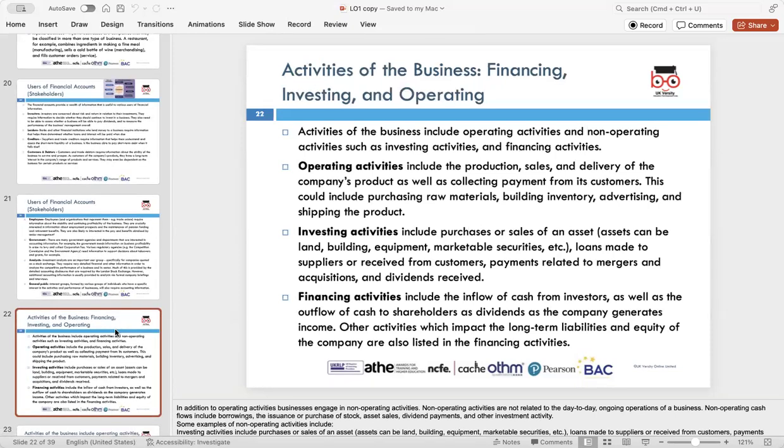Activities of the business: financing, investing, and operating. So, investing activities and financing activities are examples of activities that fall within the category of business activities. There are also activities that are related to operations. So, the activities that are considered to be operating activities include the manufacture, sales, and delivery of the company's product, in addition to the collection of money from individuals. This may involve the acquisition of raw material, the construction of inventories, the promotion of the product, and the shipment of the product.